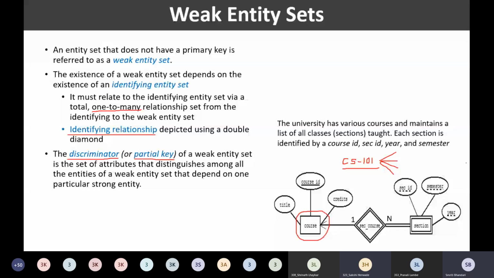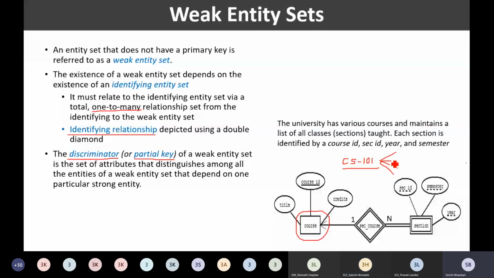Have you understood whatever I explained? Yes, ma'am. So what is the discriminator or the partial key? The discriminator of a weak entity set is what distinguishes among all entities of a weak entity set which depend on a strong entity set.